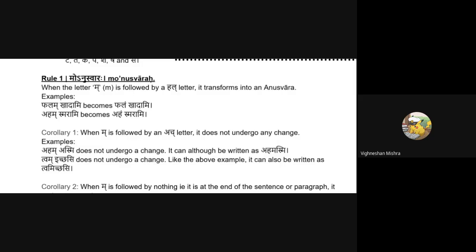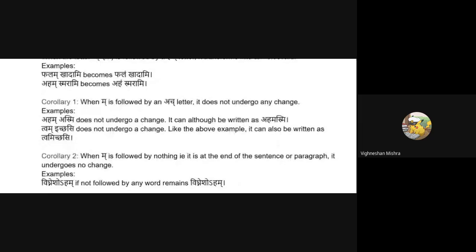Okay. Now, the first corollary of this rule: when ma is followed by an ach letter, it does not undergo any change. This is not a rule that is explicitly written, but we can understand it with the help of this rule, that there is no such change. Ach refers to a vowel. So in aham asmi, a is a vowel, correct? It is an ach. So aham asmi does not undergo a change.